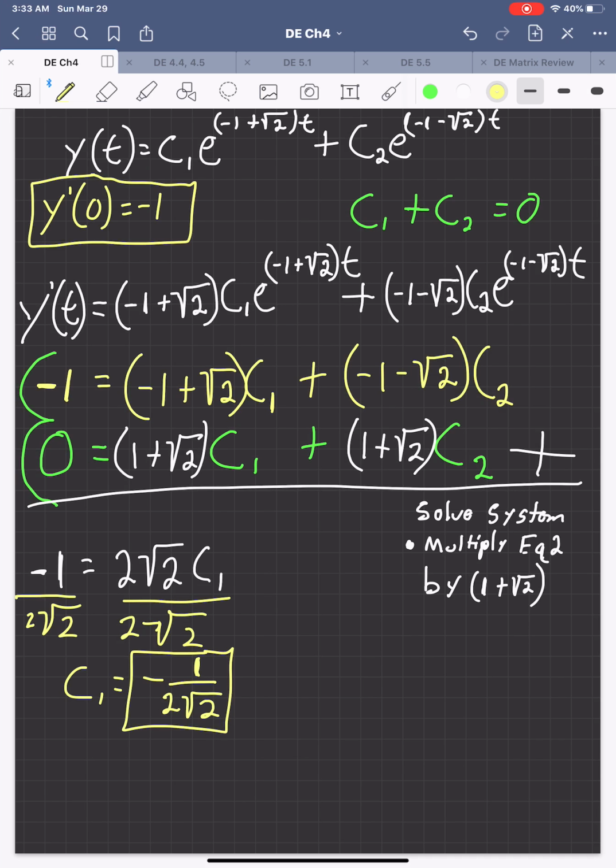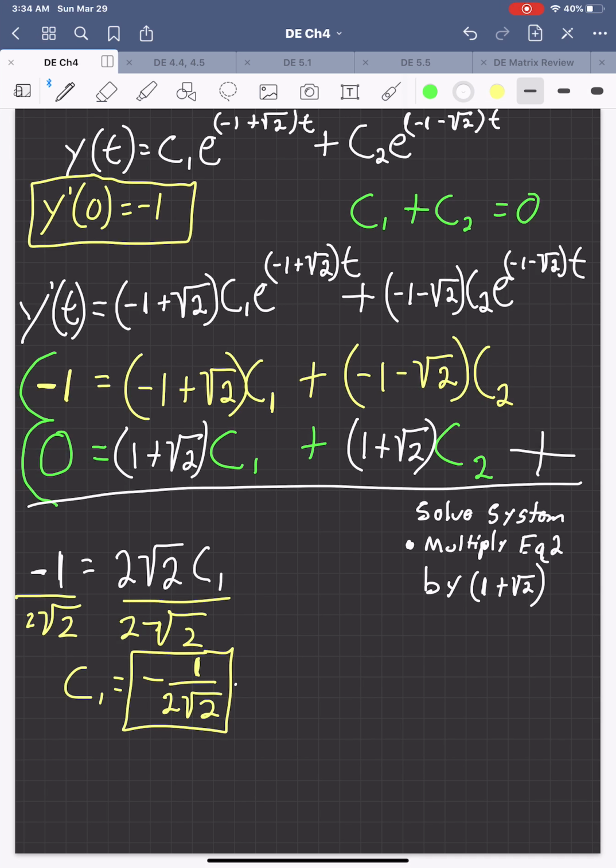Okay, so if you look at the answers in the back of the book, you're never going to see radicals in the denominator. Not that there's anything wrong with having radicals in the denominator. It's just you're not going to see them produce answers in this fashion.